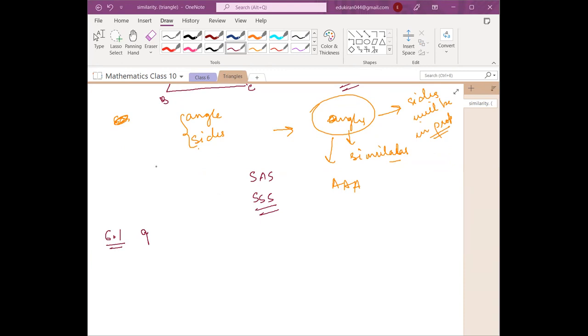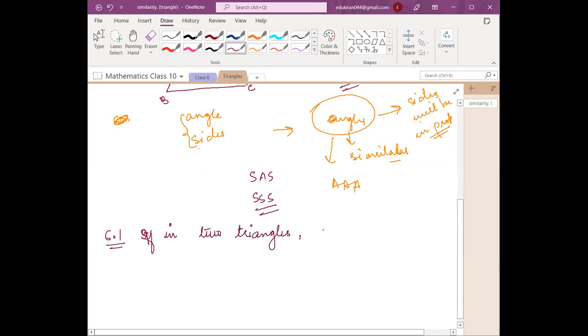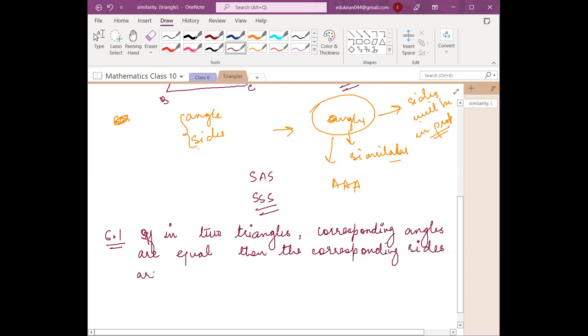This is the theorem: if in two triangles corresponding angles are equal, then the corresponding sides are in the same ratio or proportion, and hence the triangles are similar.